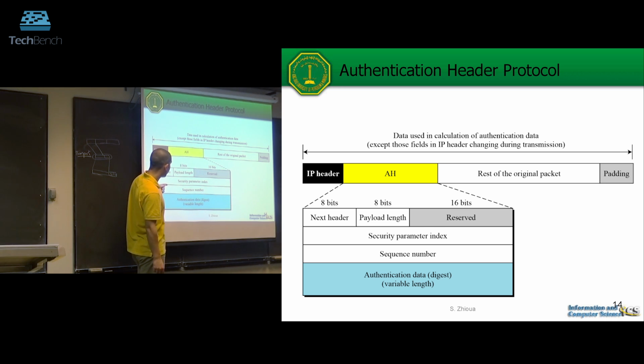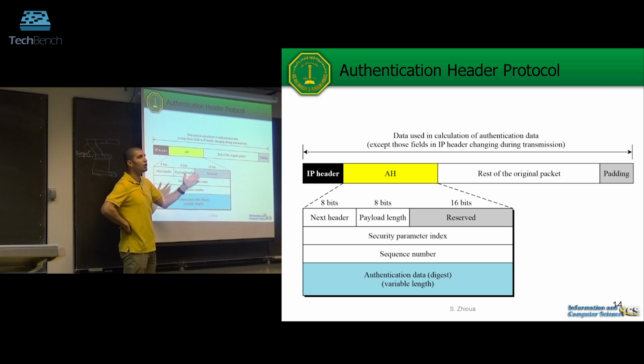So, for example, you have a lot of information. We're going to discuss them. You have payload length. You have a security parameter index, which we will explain later. You have a sequence number, and you have the digest. This is the digest. This next header specifies the original protocol. So if you are carrying, for example, IP or ICMP or UDP, that information will be here.